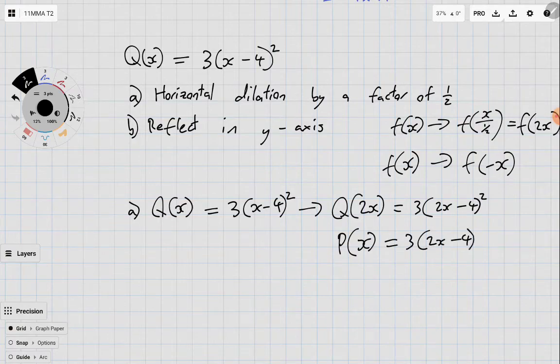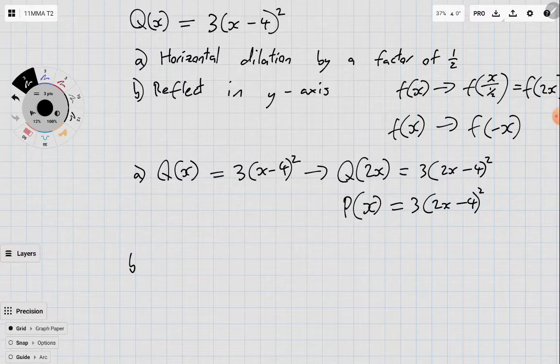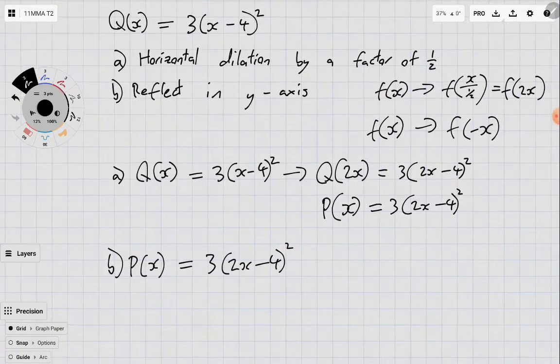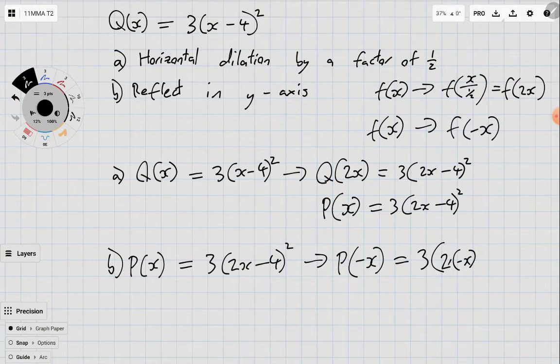Okay? So let's go through and now reflect it in the y-axis. So we've got p of x, and we can now do the transformation, which is make it p of negative x. So once again, when we see x, we're going to make it negative. So 3, 2, negative x. Remember, that's not minus, that's multiplication, because they are right next to each other. Minus 4 squared. 2 times negative x is just negative 2x minus 4 squared.